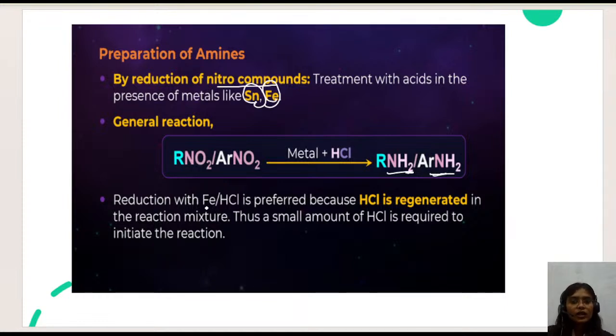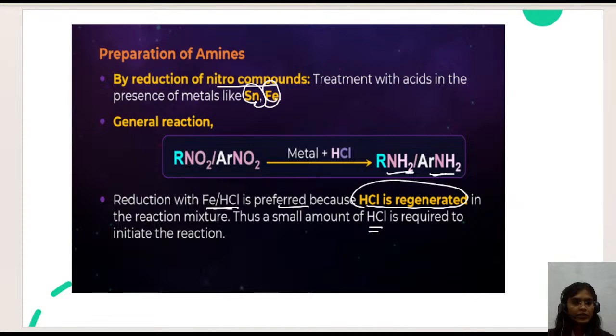But the reduction with Fe and HCl is preferred because the HCl is regenerated in the reaction, and thus only a small amount of HCl is required. So the yield is going to be very good. That's why we prefer the amine here. Okay, so this is all for the second method, that is reduction with metal.